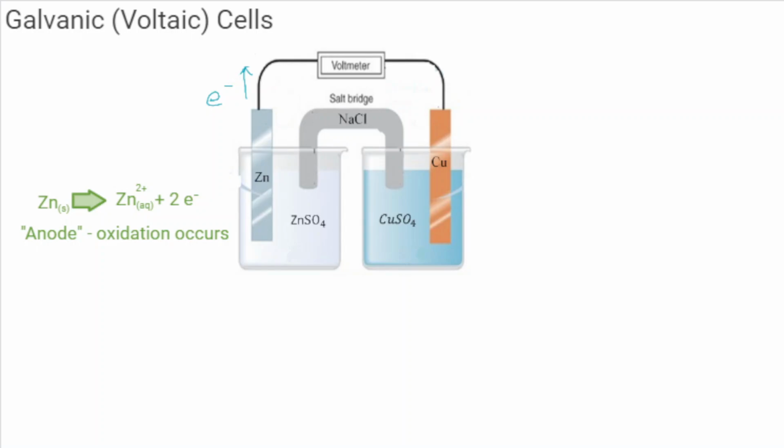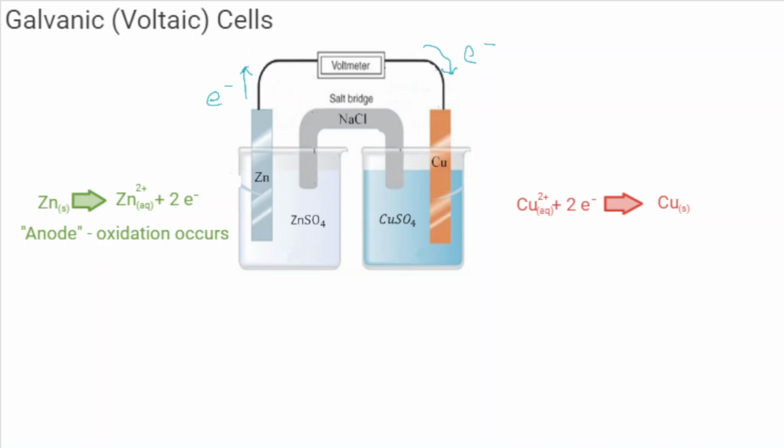And these electrons are going to flow through this wire across our device and then through our electrode here, and in this case it's going to interact with our copper 2 plus. So on the right side of the cell, we have copper 2 plus and 2 electrons forming copper solid.